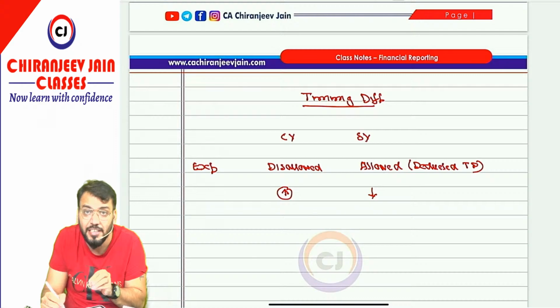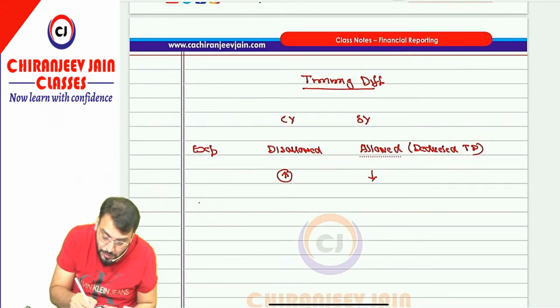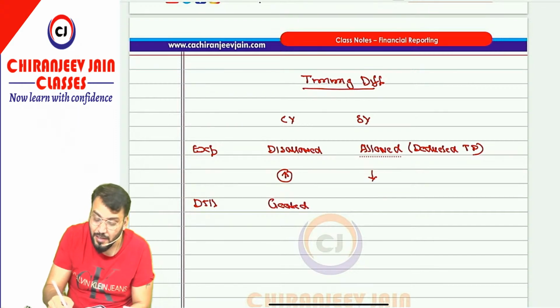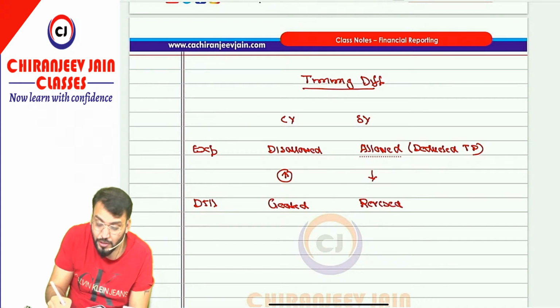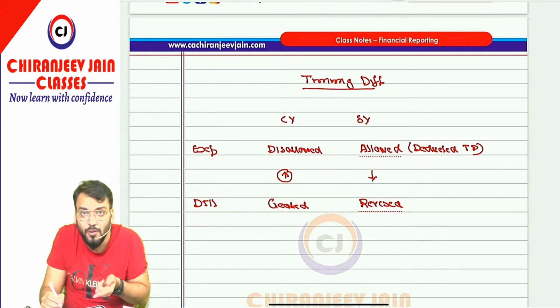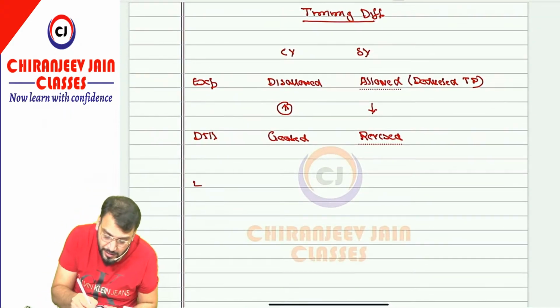That tax advantage we call deferred tax asset. So in the current year we need to recognize DTA, and when it is allowed we'll reverse the DTA. Because the expense disallowed in the current year will be allowed in future, we'll create DTA in the current year, and when it is actually allowed we'll reverse it. Correct.